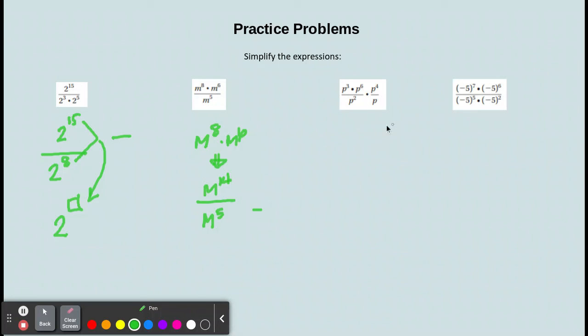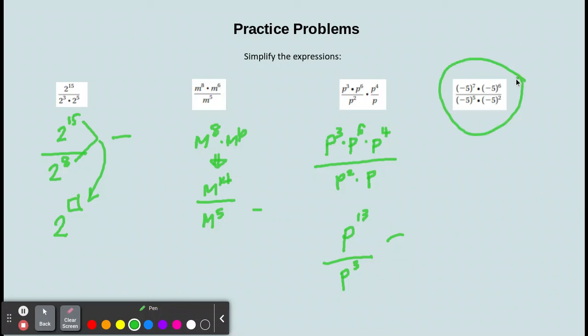On these two, same kind of thing. I would actually on this one rewrite this as p to the 3rd times p to the 6th times p to the 4th all over p to the 2nd times p. Okay, so let's simplify this using our product of powers property. So 6 plus 3 plus 4. 9 plus 4 is 13. So p to the 13th on top, p to the 3rd, and now we can go ahead and use our quotient of powers property and subtract our exponents to come up with our answer.